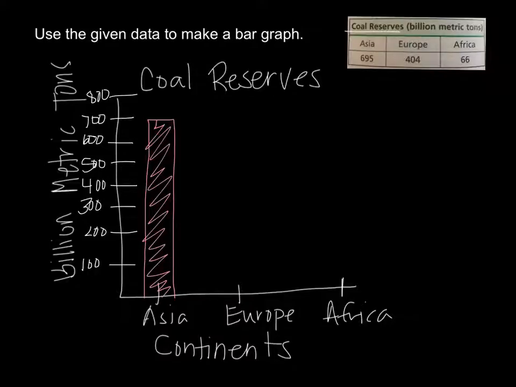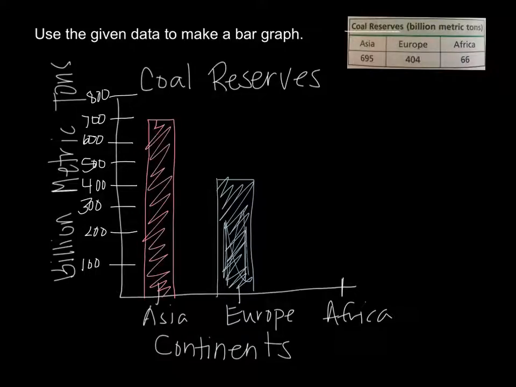Okay, next I have Europe, which is just over 400. And you can see these bars are not touching. We want to make sure that our bars do not touch. They run parallel to each other. And then lastly, I'm going to do 66, which would be a little more than half. Way up to 100. That's probably a little high.